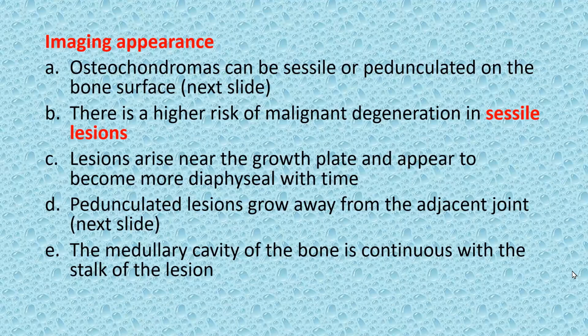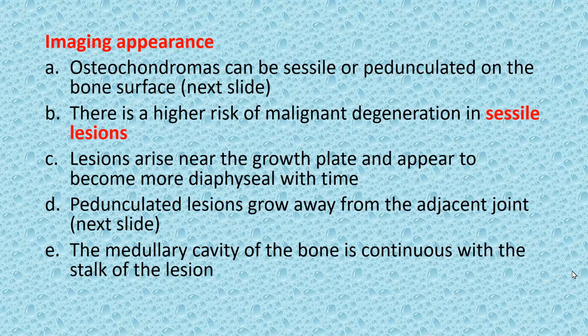Pedunculated lesions grow away from the adjacent joint, according to the line of pull of muscle. It grows away from the joint. You have to pay attention to this, and this is characteristic. The medullary cavity of the bone is continuous with the stalk of the lesion.